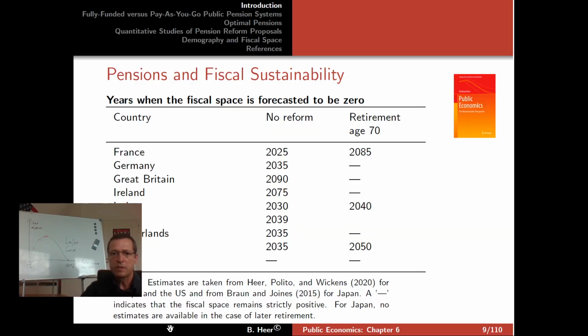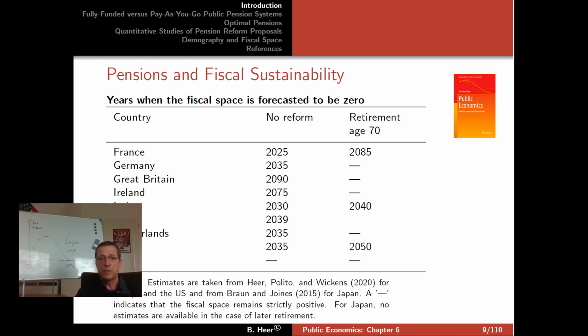As summarized in this table, we found that in France, the point where the fiscal space has shrunk to zero is attained in the year 2025, so 5 years from now. Germany, 15 years. Italy, 10 years, in 2030. Spain, 15 years, in 2035.